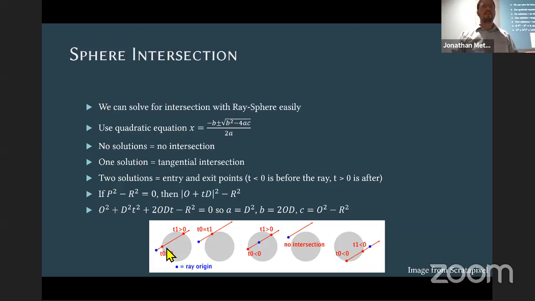Whichever one is smaller, right? You want the smallest T, because the smallest T moves the ray the shortest amount. That means that you're going to shoot the ray the shortest distance forward.